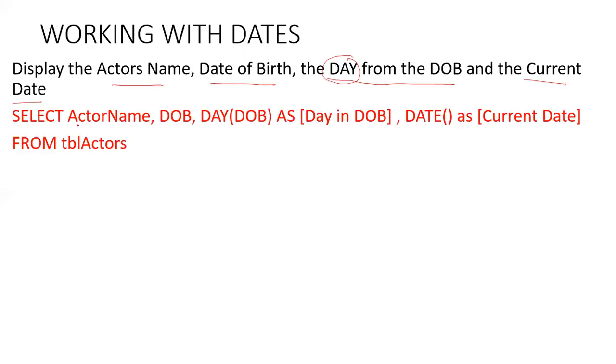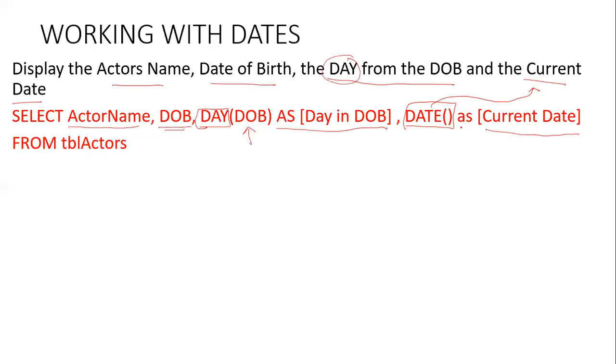So we say select the actor name and DOB. This is a field in our table that exists. Here, I'm making use of the day function. So I'm getting the day from the date of birth. I'm using an alias. And then I'm using date, which gives me the current date. And I've also used an alias.